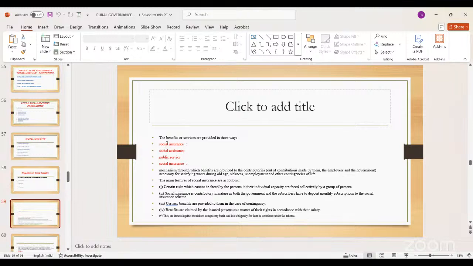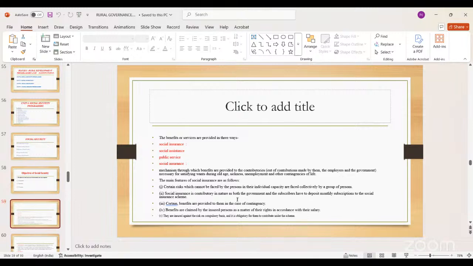So in social insurance, what happens? It is basically a mechanism through which benefits are provided to the contributories, those who are contributing, like those who are providing their contribution. So here, in social insurance, there are some important features, like the risk cannot be faced by the person in their individual capacity. There are certain risks. So that's why there has to be a collective. It has to be faced collectively by the society or collectively by a group of persons.